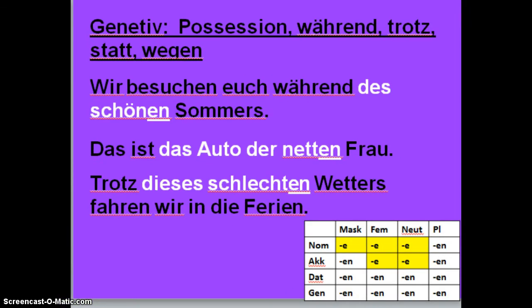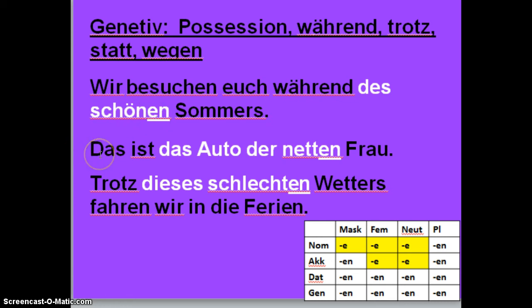Some examples in genitive case. Genitive is used for possession, and it's used behind these prepositions. All right? During, in spite of, instead of, and because of. So here in this sentence, wir besuchen euch während des Sommers, during the summer, während des Sommers. Everything in genitive case, all the adjective endings down here in this chart, are en. Während des schönen Sommers.